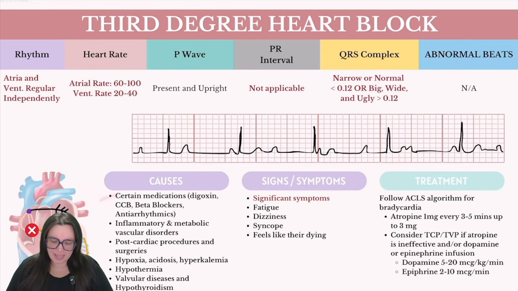There are a ton of different causes when it comes to third-degree heart blocks. There could be certain medications like we talked about before with DIG, calcium channel blockers, beta blockers, and antiarrhythmics. Again, we can see inflammatory or metabolic vascular diseases, not very common, but it can happen with post-cardiac procedures and surgeries. There could be a hypoxia, acidosis, hyperkalemia situation taking place. So we definitely want to make sure we're checking our H's and our T's. And then lastly, there could be a valvular disease or some kind of hypothyroidism that has been left untreated that could ultimately lead to this kind of rhythm.